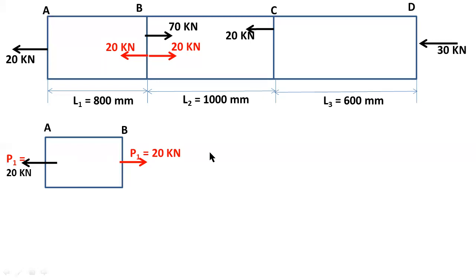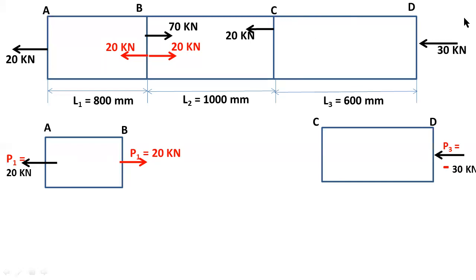Now I am considering section CD as the third section. First of all, I consider this section. Here the load acting at end D equals 30 kilonewtons. I consider this load as P3. Here I consider negative sign, and here I consider positive sign. These loads are tensile loads. These two are pull loads. Pull loads are tensile loads, so you have to consider positive sign.